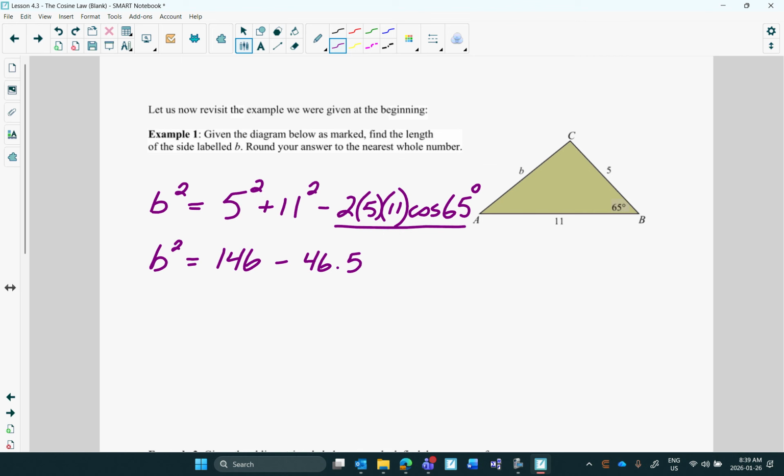I would suggest maybe do these separately and then subtract them after. It's possible to do it all in one shot, but you're going to have to use parentheses on your calculator, and that can get a little tricky. Anyway, when I subtract these, I get 99.5. So to find b, I have to take the square root of 99.5, and I'm asked to round to the nearest whole number, and that's going to be approximately 10. That's it.